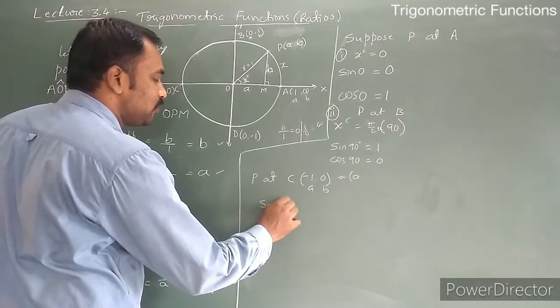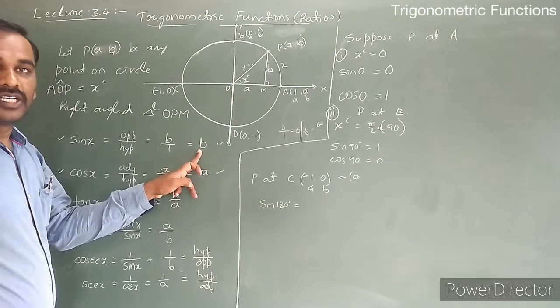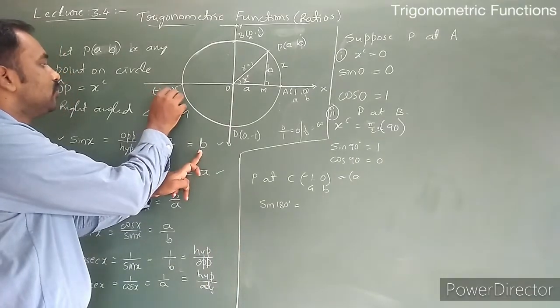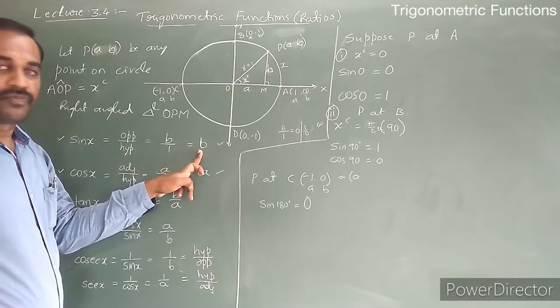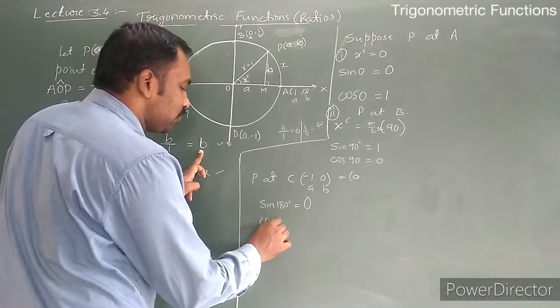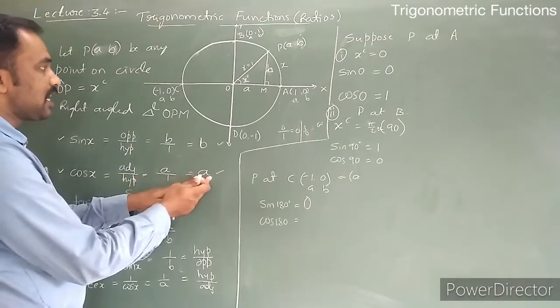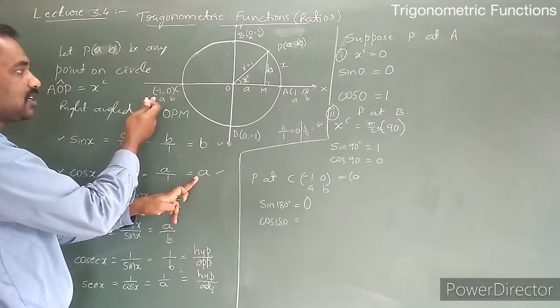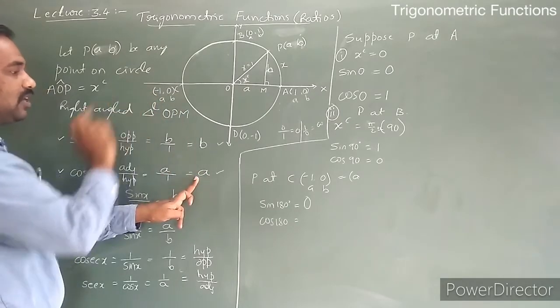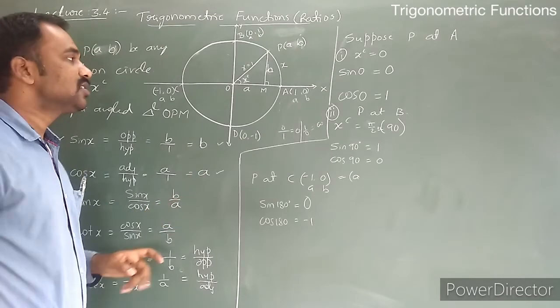So sine of 180 degree is equal to how much? It is equal to B. What is the B value? The B value is 0. Sine of 180 is 0. Next, cos of 180. Cos of x is equal to A. What is the value? Minus 1. So cos of 180 is minus 1.